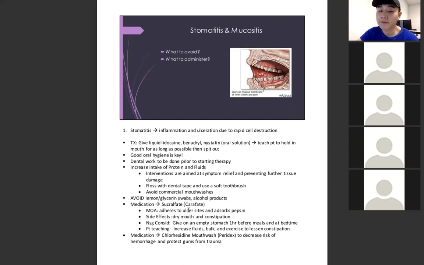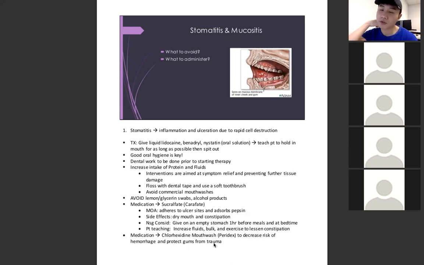Medication includes sucralfate, Carafate. Its mechanism is that it will adhere to the ulcer site and absorb the pepsins. It can cause dry mouth and constipation. The nursing consideration is to give it on an empty stomach, 1 hour before and after meals, and at bedtime. Patient teaching includes increased fluid, bulk, and exercise to lessen the constipation. Another medication is chlorhexidine mouthwash to decrease the risk of hemorrhage and protect gums from trauma.